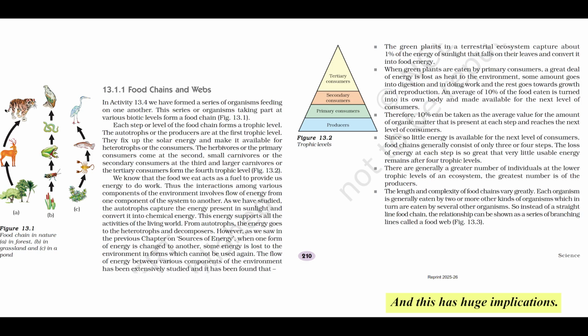And this has huge implications. Think about it. Why are food chains usually short? Only 3 or 4 steps. Because the energy runs out.